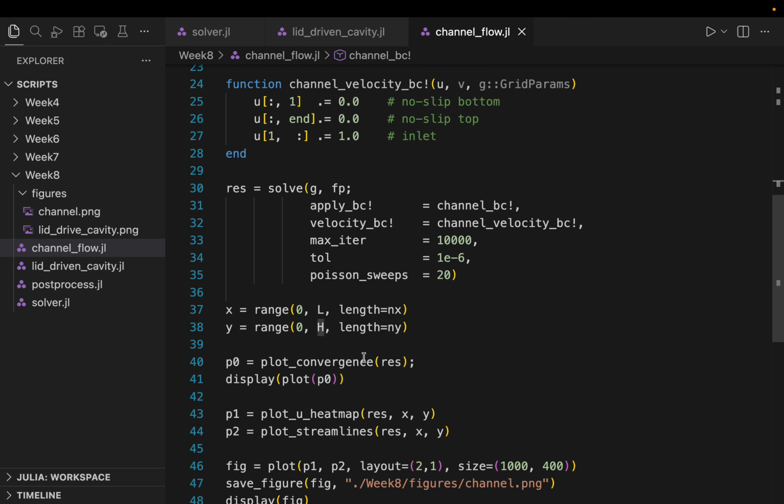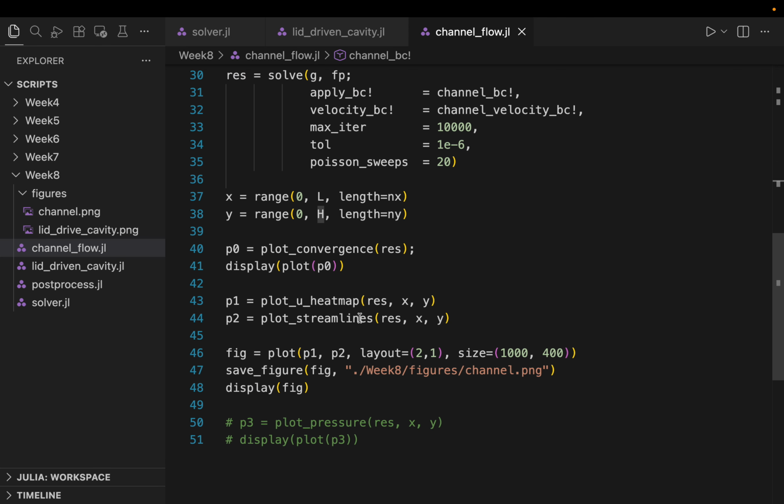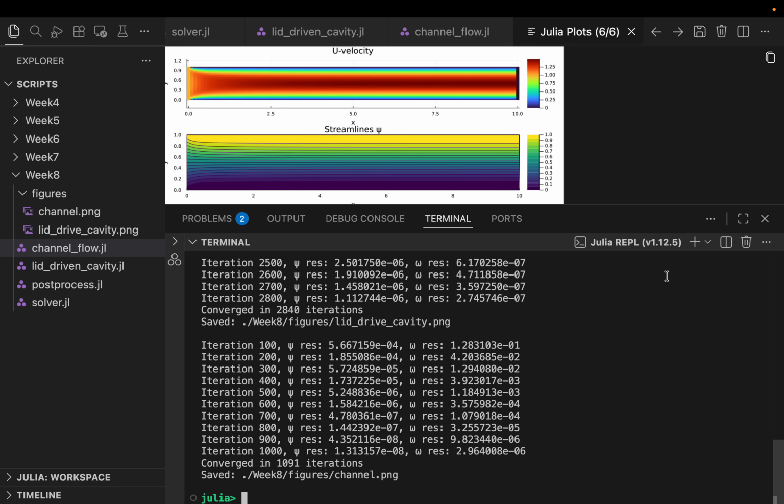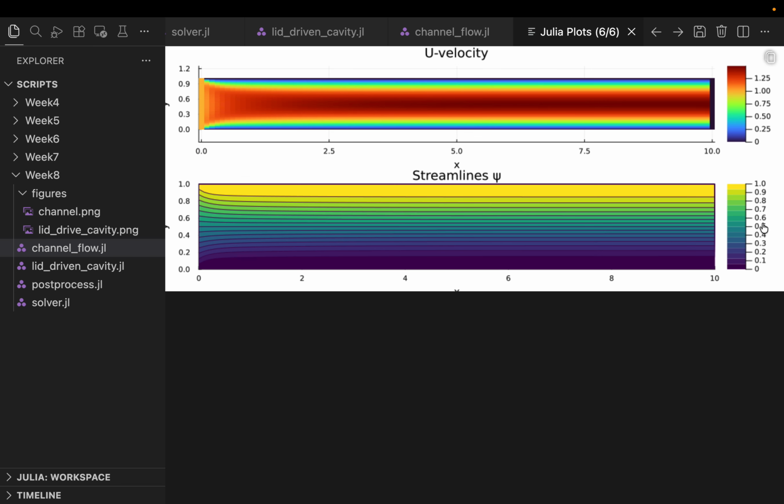Velocity conditions are same as before, and then we use the solver. So solver is the same as the one before. The only thing that we need to see here is with respect to the Poisson sweeps that I want to show. So for 20 sweeps, this is the kind of profile. So here is the developing region, and then you have the fully developed flow.